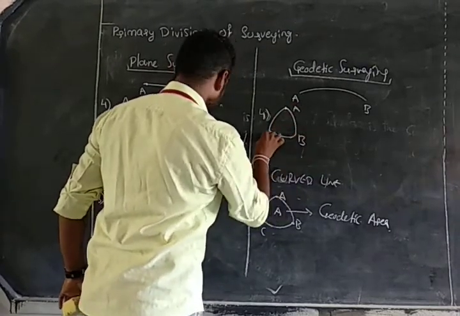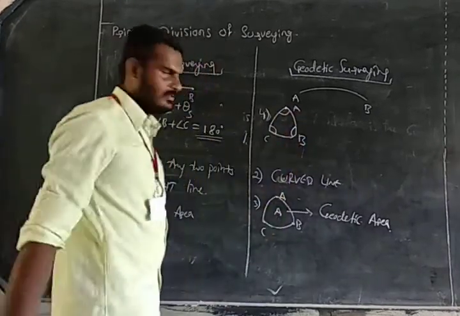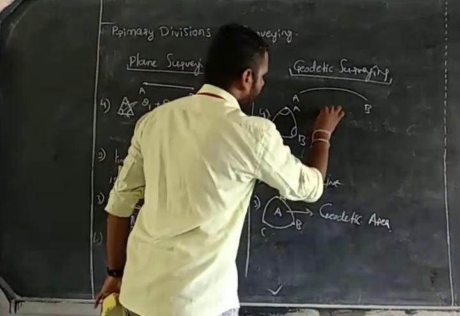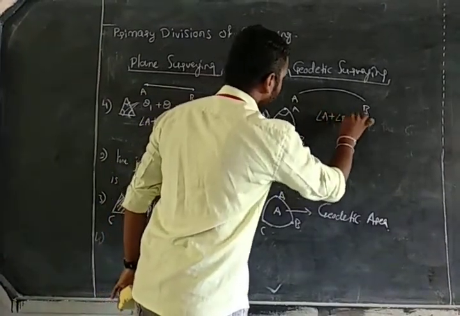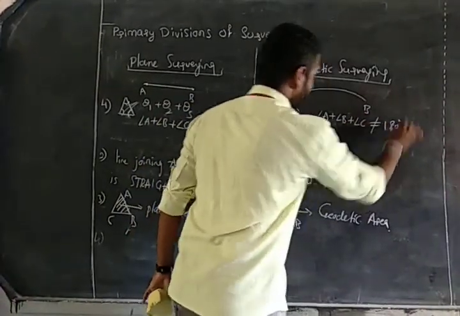So here I have triangle A, B, C, with some angle here, some angle here, some angle here. Okay, so A, B, C. Angle A plus angle B plus angle C is not equal to 180 degrees.